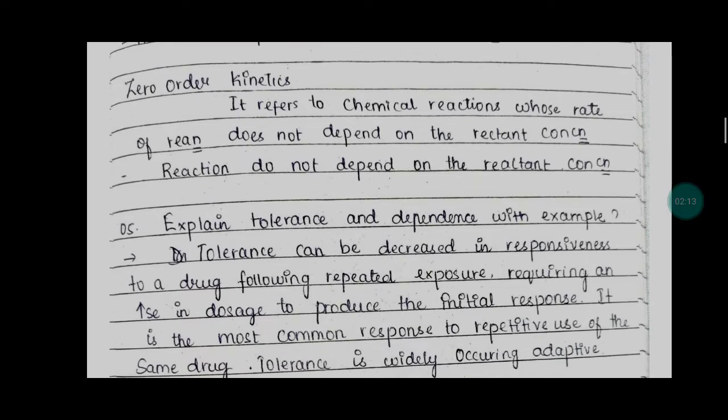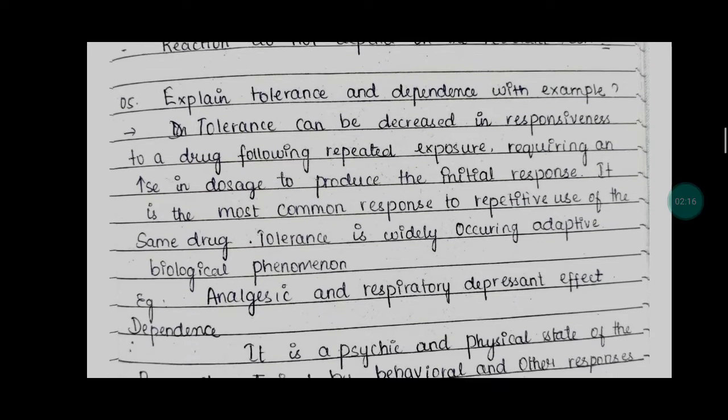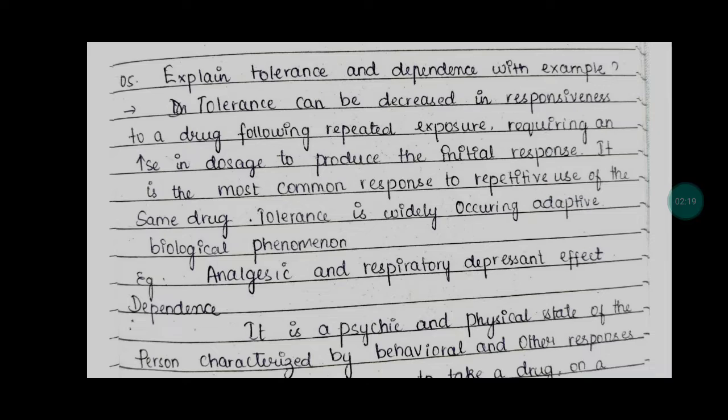So question number 5, explain tolerance and dependence with example. Tolerance is a decrease in the responsiveness to a drug following repeated exposure, requiring an increase in the dose to produce the initial response. It is the most common response to repetitive use of the same drug. Tolerance is a widely occurring adaptive biological phenomenon, and examples are the analgesic and respiratory depressant effects.